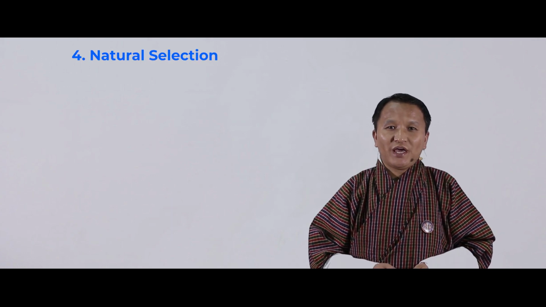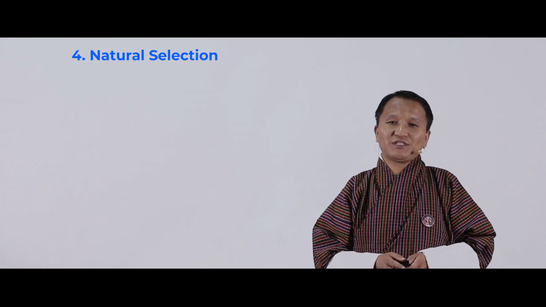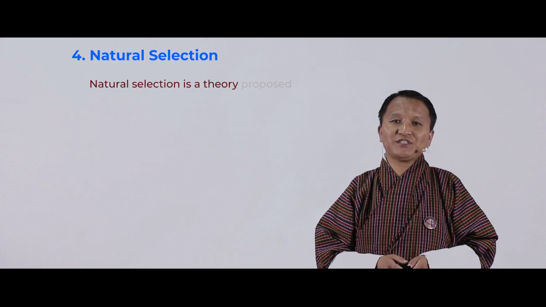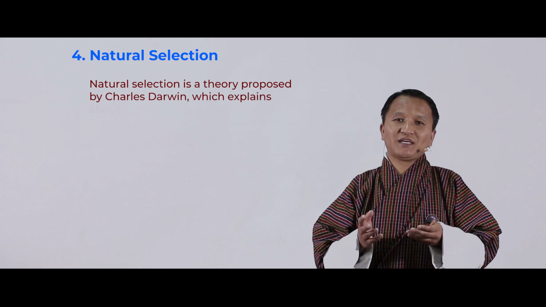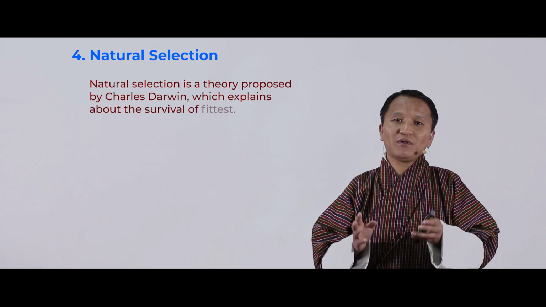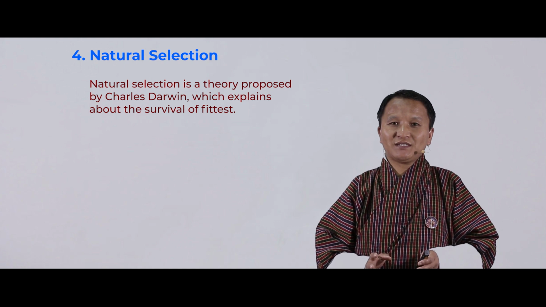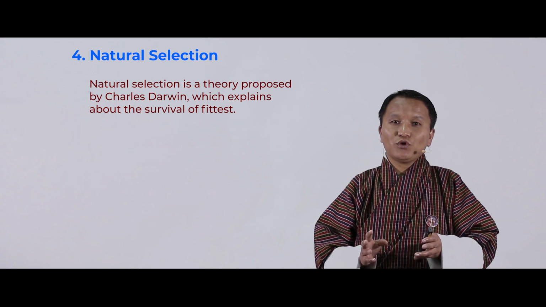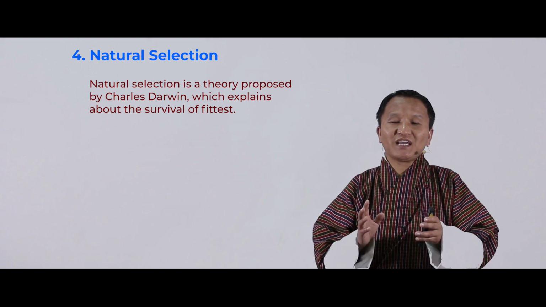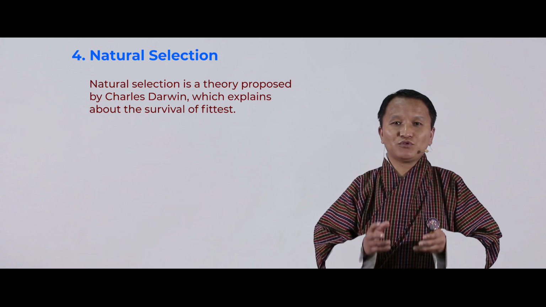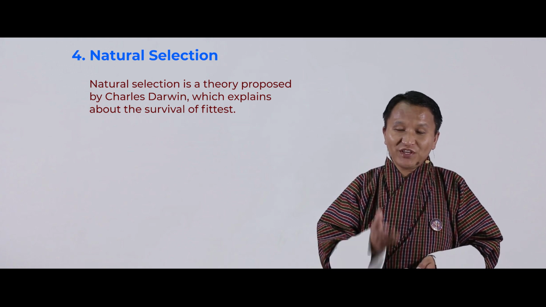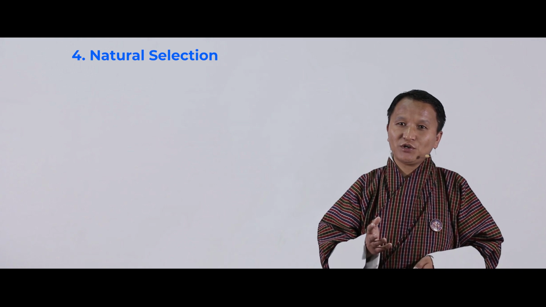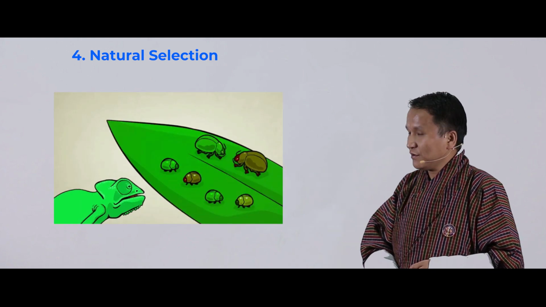Let us now look at the fourth factor, that is natural selection. As you know, natural selection is a theory proposed by Charles Darwin, which basically explains the survival of the fittest, meaning that the individuals who have better adaptive features will be able to survive. And this is best explained through the video shown here.